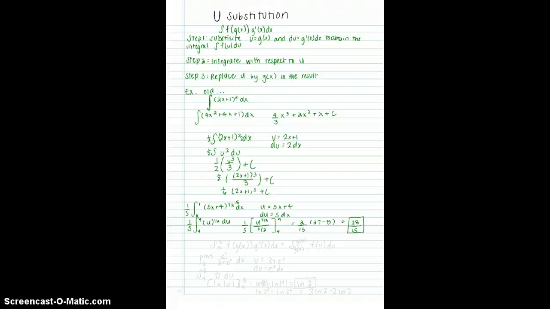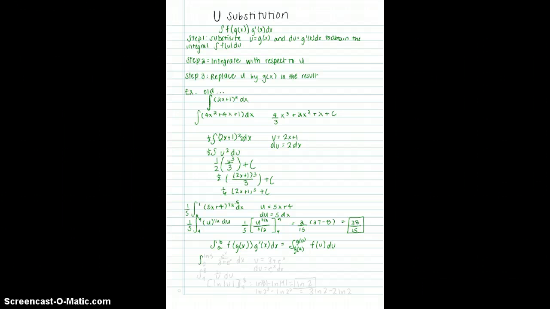Here is the general formula for a definite integral using u substitution. It's the integral with the limits a to b of f of g of x times g prime of x dx equals the integral from g of a to g of b of f of u du. Now let's try some more problems.